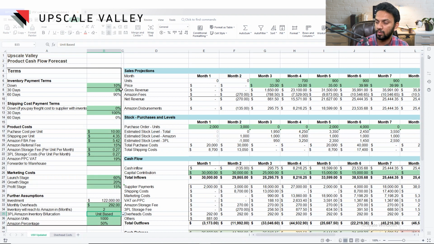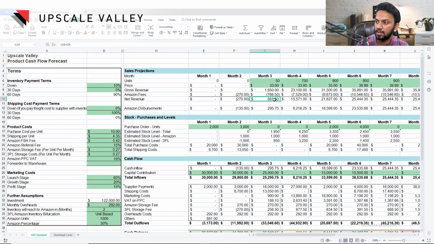So it will by itself calculate the revenue, then the Amazon fee part, because we have entered the data here, then the net revenue. Then when it comes to the Amazon disbursement, it will be 50% of the current month, and let's say it is $270. Half of this amount will be disbursed in the same month. This is what we are assuming here, and the remaining half will be disbursed the next month.